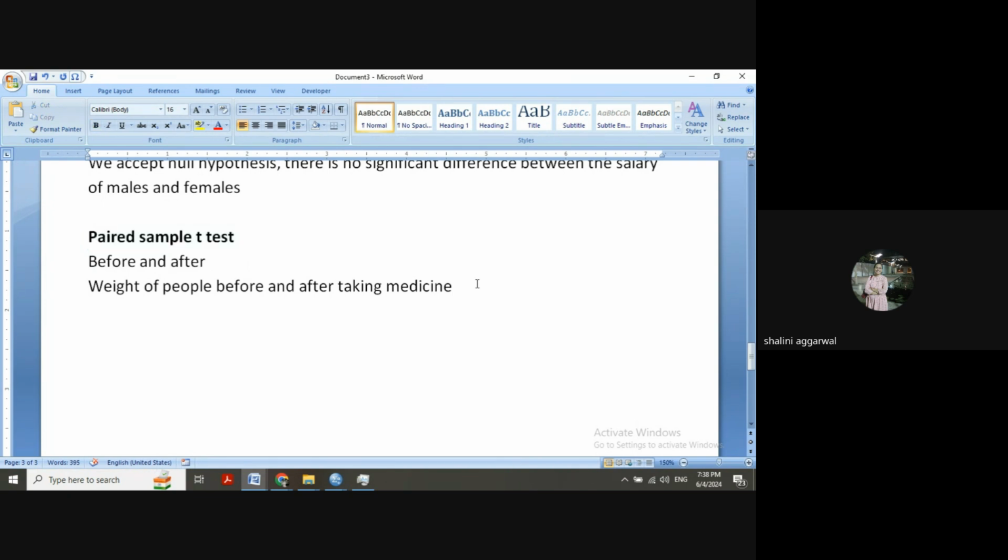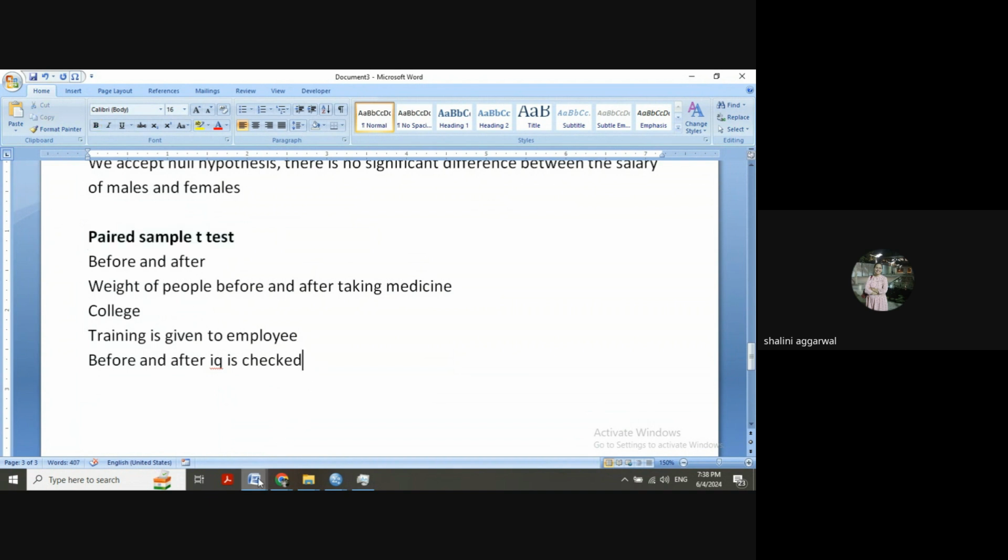This is one example. Let's say there is an assistant professor at a college. Training is given to employees, right? So the IQ level of the people increased after taking the training. So before and after, the IQ level is checked. This is again an example of a paired sample t-test. This is before and after.